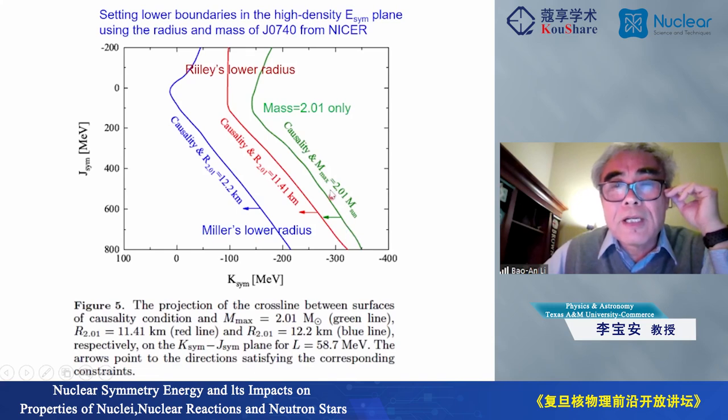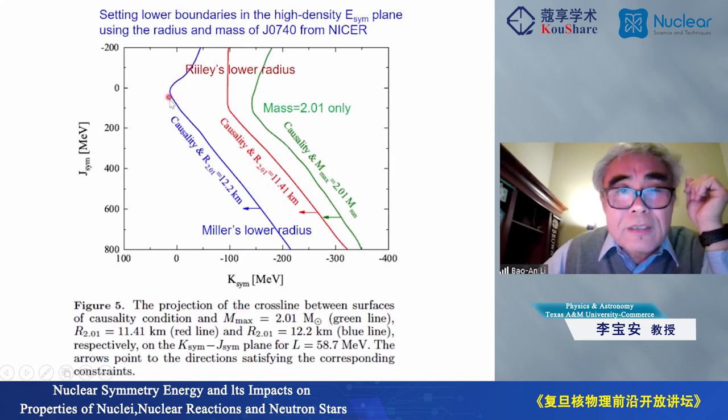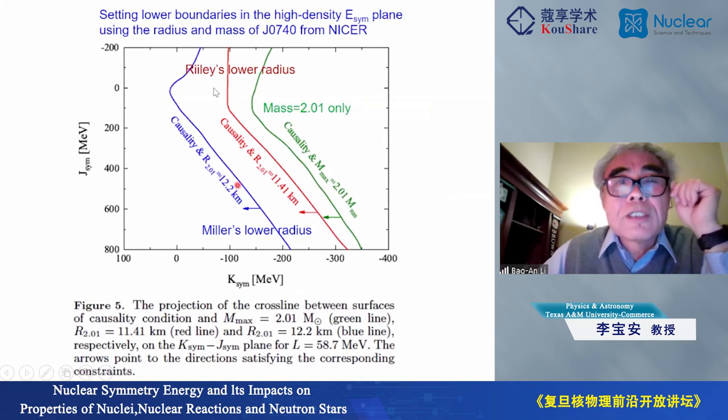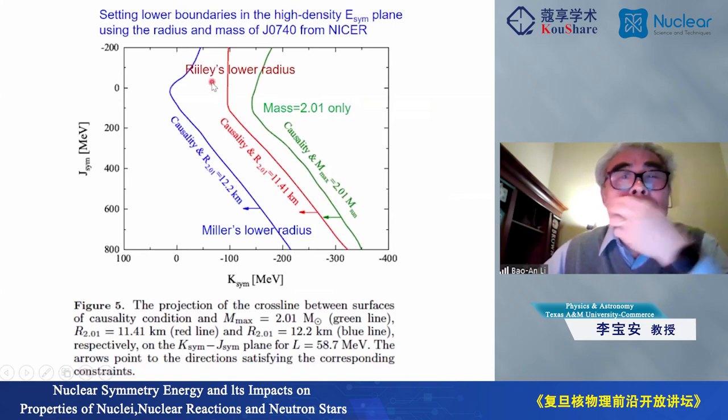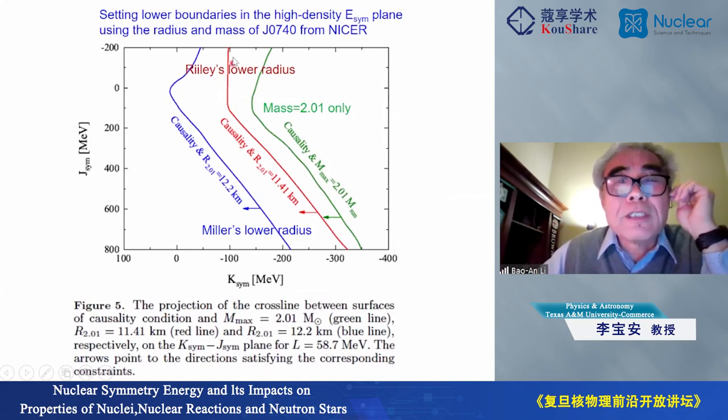This is the earlier constraint when we only know the mass without knowing the radius. Now with this radius information from Miller, the radius information gives you this limit. The other group, Riley's group from the same NICER collaboration, did an independent analysis. If we use their radius, the limit is here.